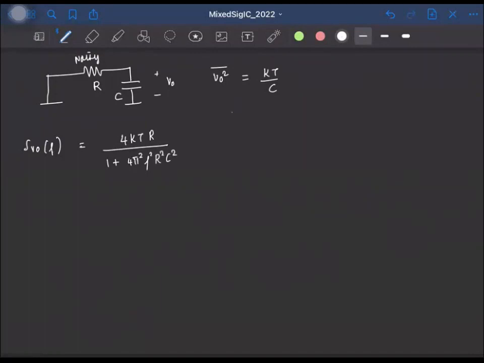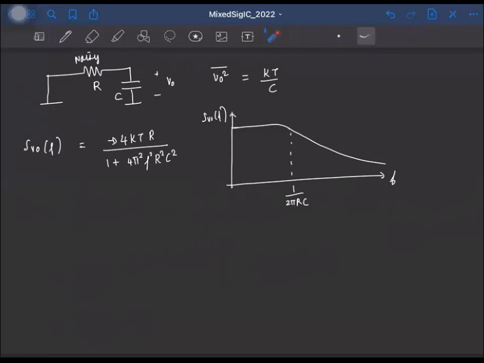Right. So if you try to plot it, what happens? So I just plot the single-sided spectral density. This is my f. This is S_Vo of f. So it's going to start from 4kTR, right? And then it will do something like this. So let me draw it like this. Okay. And this might be my cutoff frequency 1 by 2 pi RC. Okay. And what is this mean squared value? It is the entire area under this curve, right?